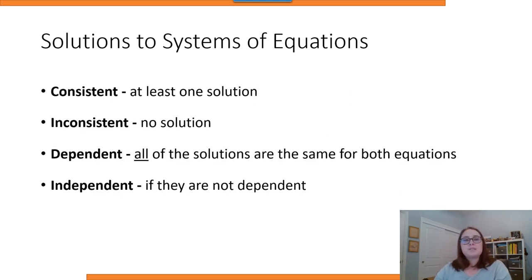So solutions to systems, if there is at least one solution, so one or infinitely many, then we call that a consistent system. If there's no solution, it's inconsistent. If all of the solutions are the same for both equations, so that we have infinitely many, then we say that it's dependent. And if it is not dependent, then it's independent.